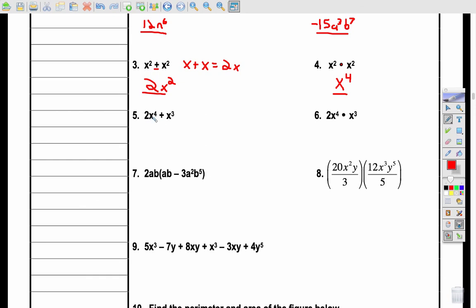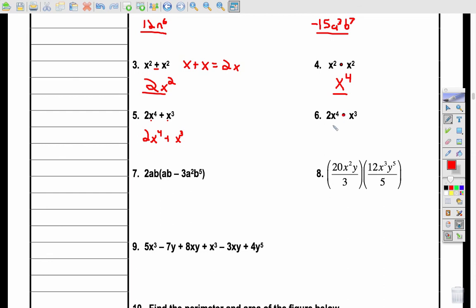Number 5, okay, this is addition. They have the same base, but do they have the same exponents? No, they don't have the same exponents. This problem you can't simplify, so the answer here is just 2x to the 4th plus x to the 3rd. Look, like on number 3, we had x squared and x squared. We added them together, so we had 2x squareds. This is x to the 4th, and this is x cubed, x to the 3rd power. You can't combine those. They're not like terms.